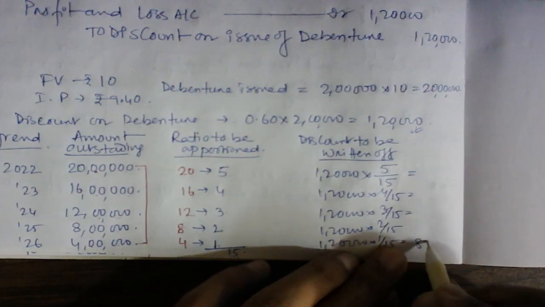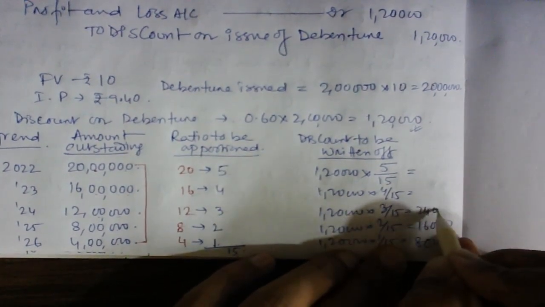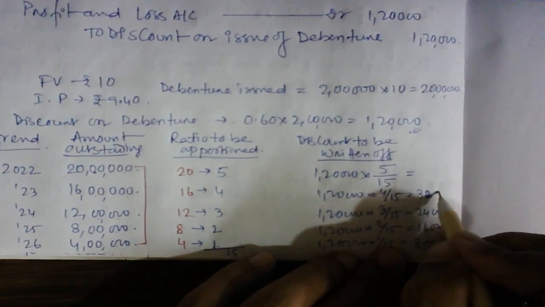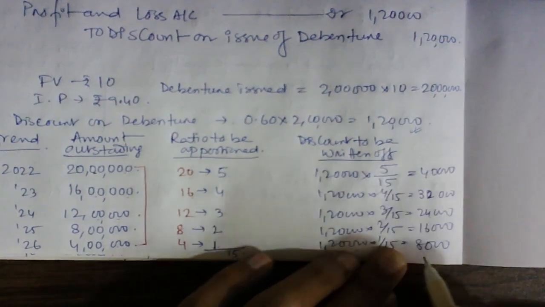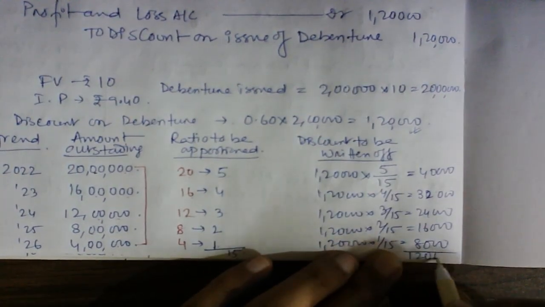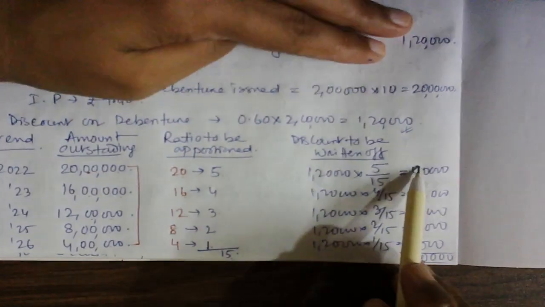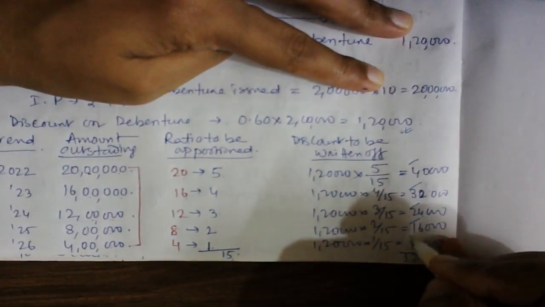So it is 8,000, 16,000, 24,000, 32,000, and 40,000. If you add all of these, you will get 1,20,000 as the final answer. Just see, the discount to be written off is unequal: 40,000, 32,000, 24,000, 16,000, 8,000.